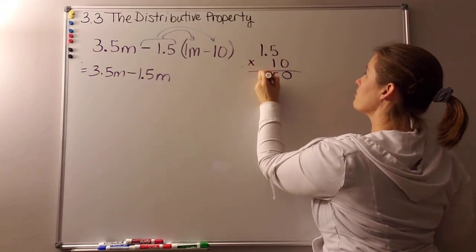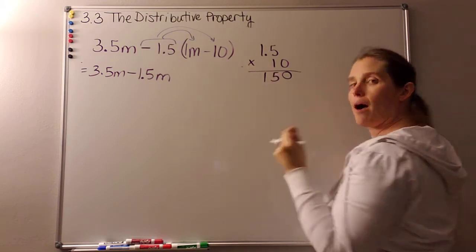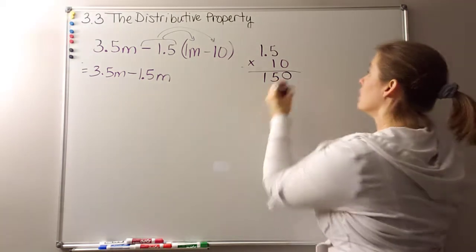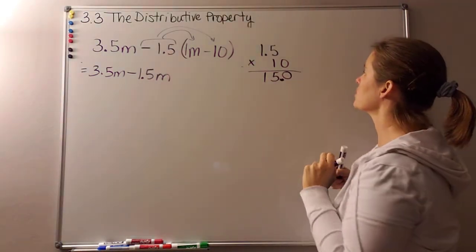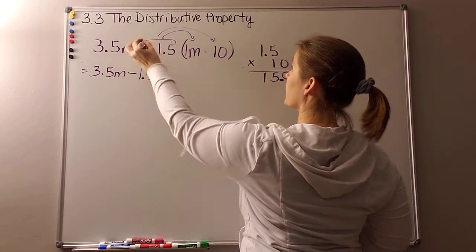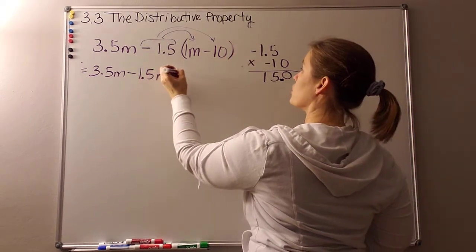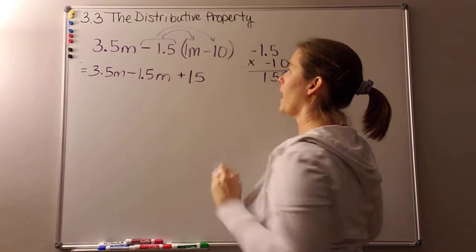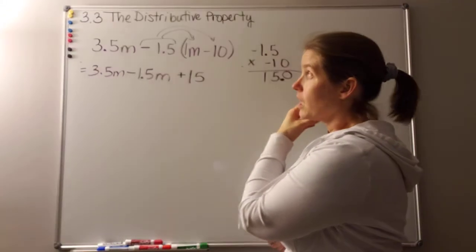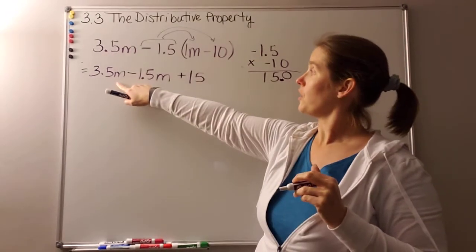1 times 5 is 5. 1 times 1 is 1. How many decimal places? We've done this part before. Right, there's 1. My decimal point goes there. I'm not going to write the point 0 later. And it's a negative times a negative, so it should be plus 15. Am I done yet? Nope, I'm not. You're right. Gotta do a little more math here, don't we?